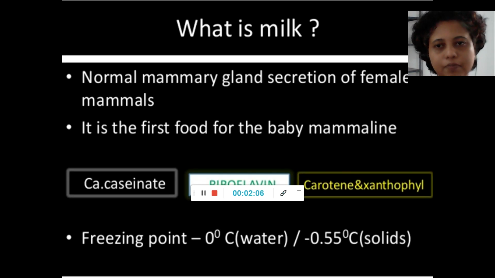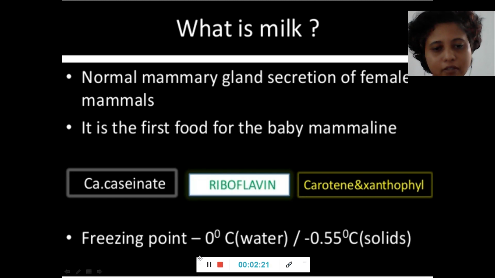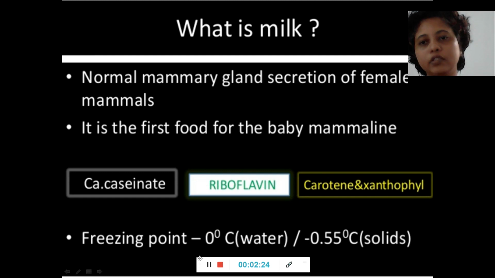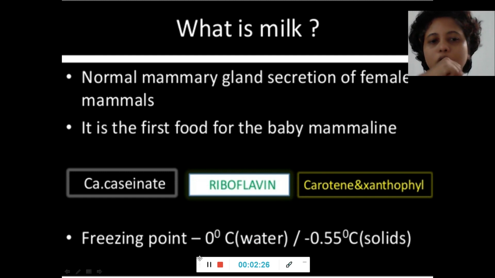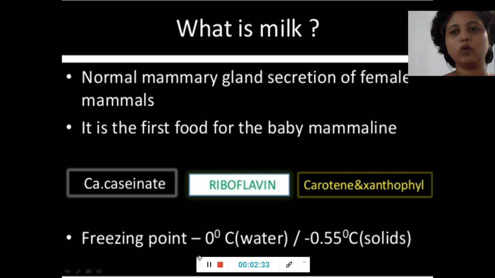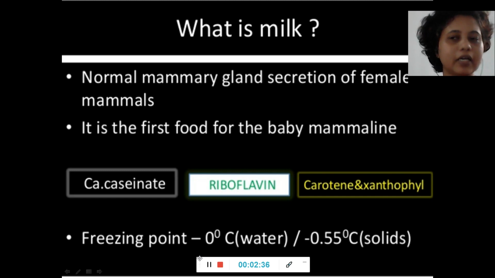First of all, what is milk? Milk is a normal mammary gland secretion of female mammals, and it is the first food of the baby mammal. It also contains various products such as calcium caseinate, riboflavin, carotene, and xanthophyll. Now, what is calcium caseinate? You all know, it is a bound form of calcium. That is, the casein of milk is bound with calcium, and that gives us what? Strength to our bones and all that.